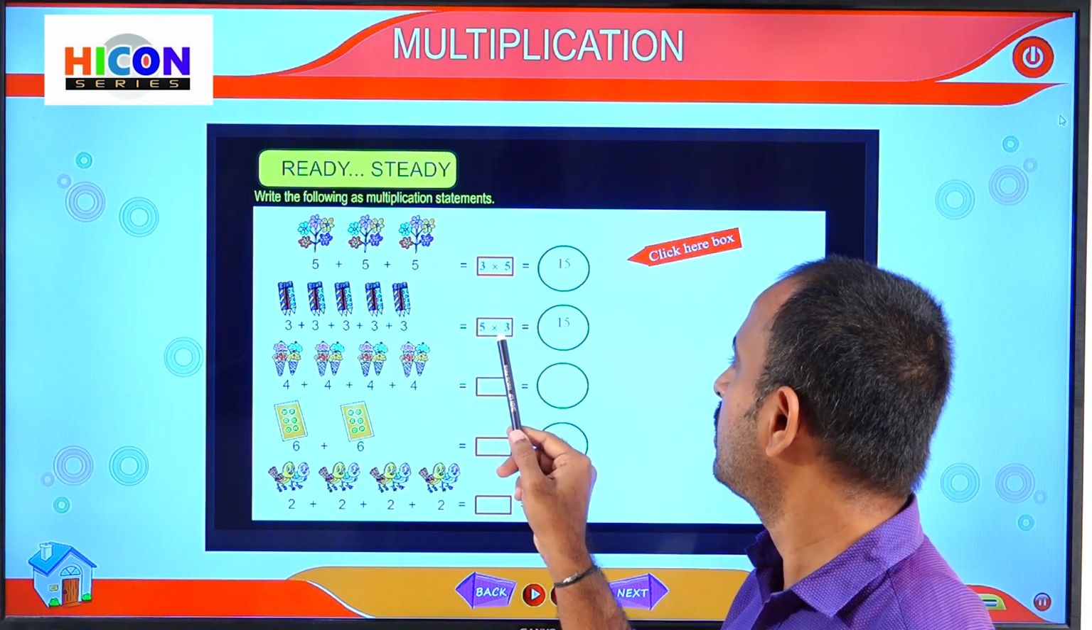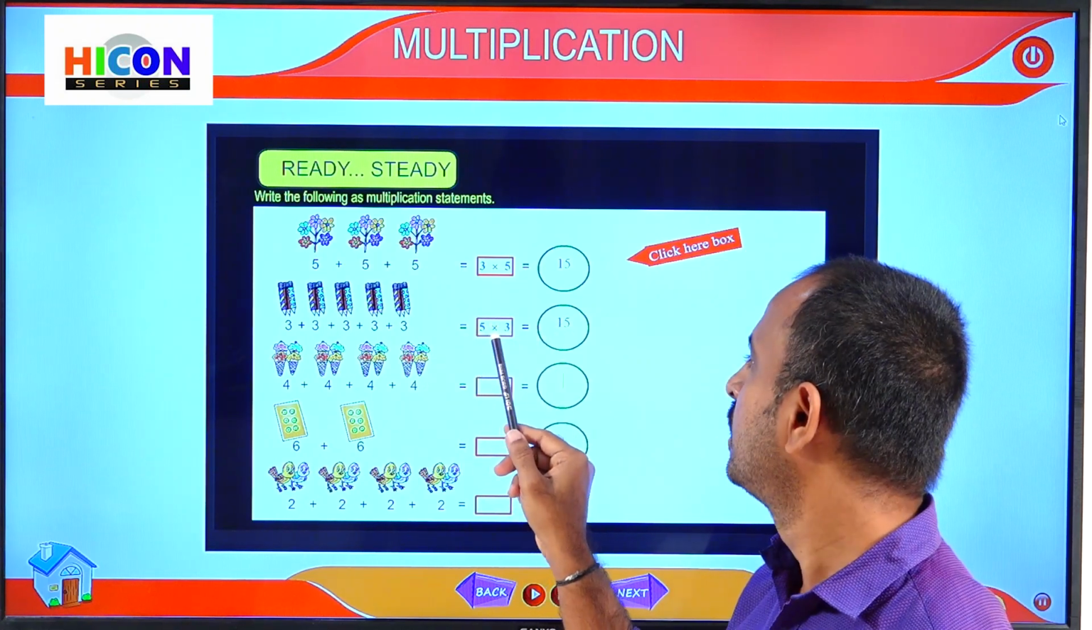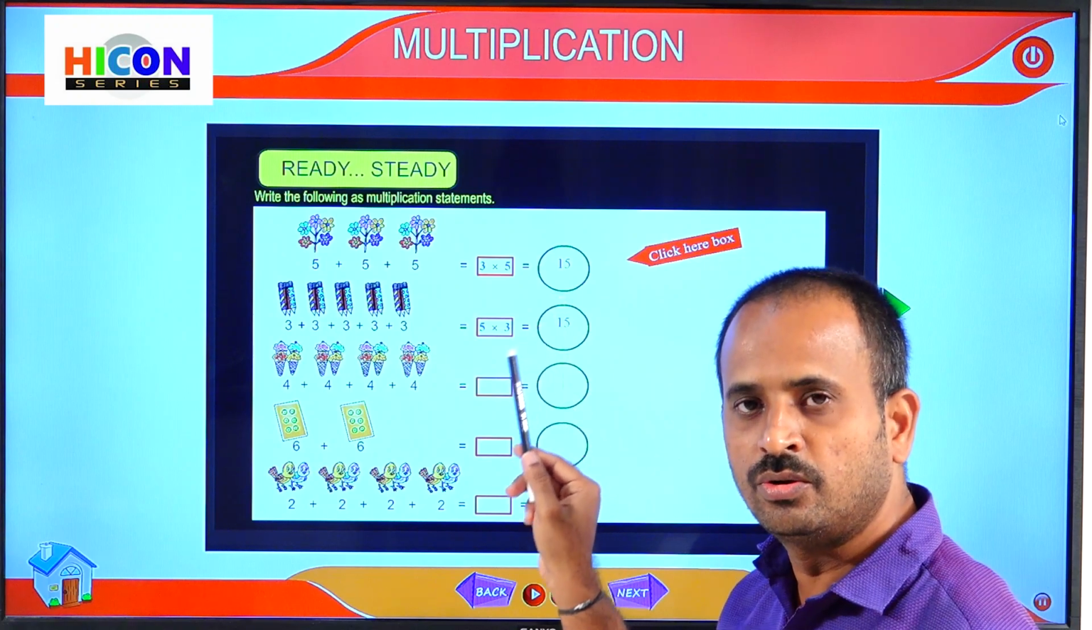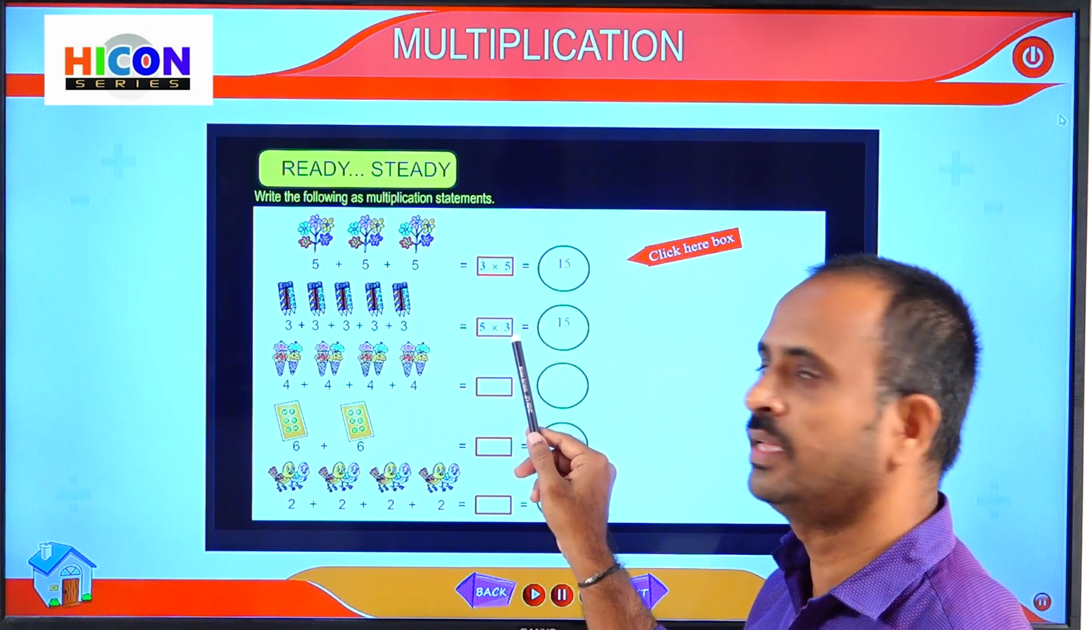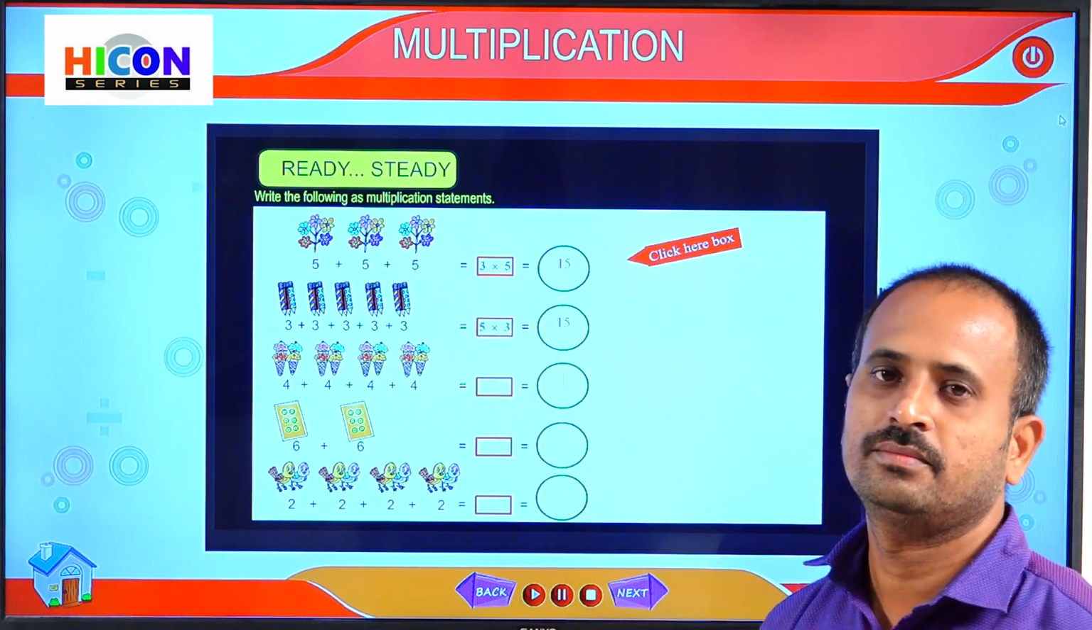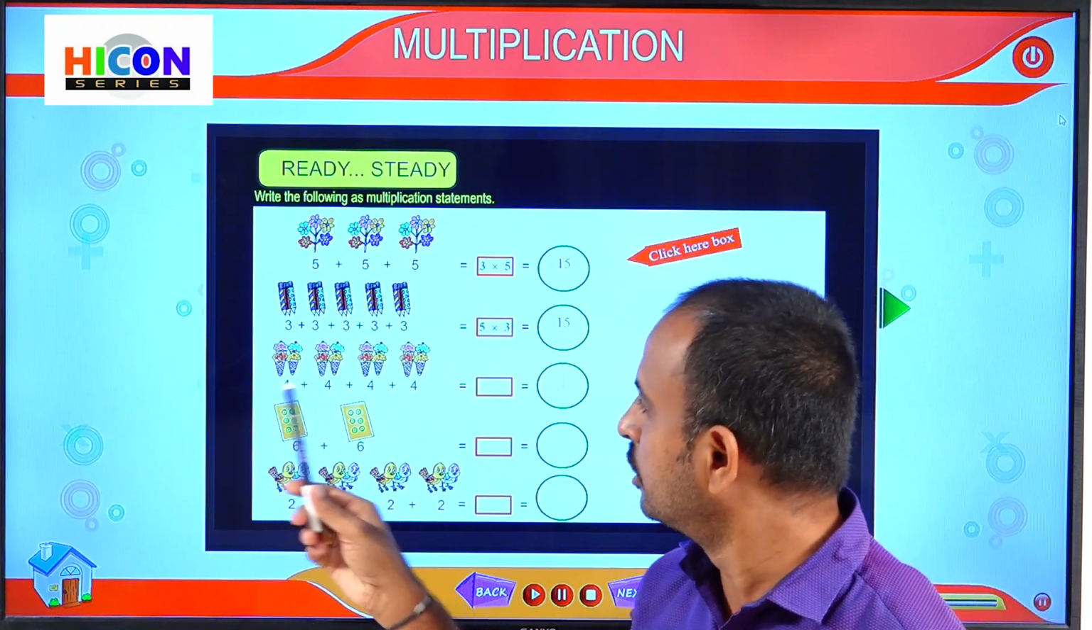And the symbol cross represents multiplication and it can be read as "into". That is, 5 into 3, 5 threes are 15. So children, see the third problem.